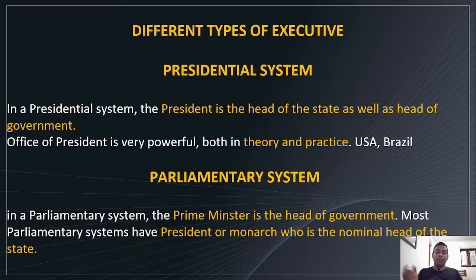There are mainly two types of executive: presidential system as well as parliamentary system. Presidential system, we can see in USA and Brazil, and prime minister system, or we can say parliamentary system, here in India, in Britain. So what is presidential system? There are two entities. One is state, second is government.